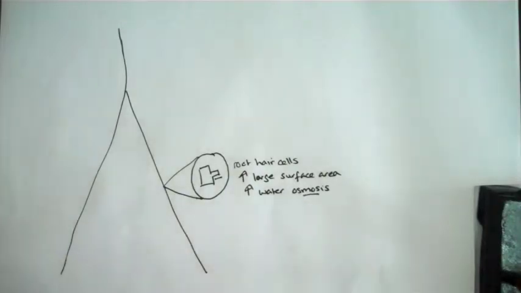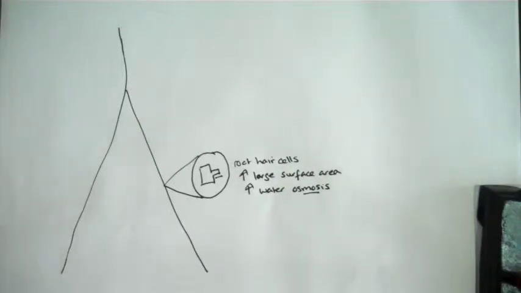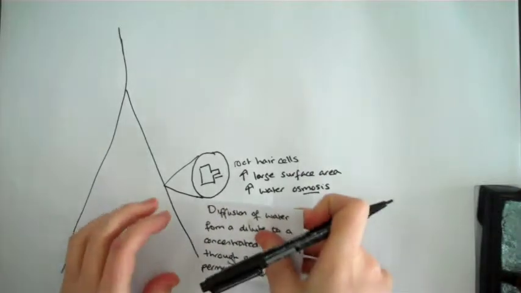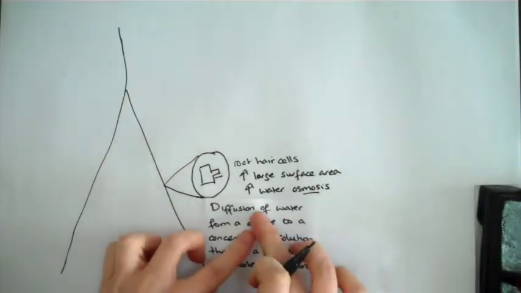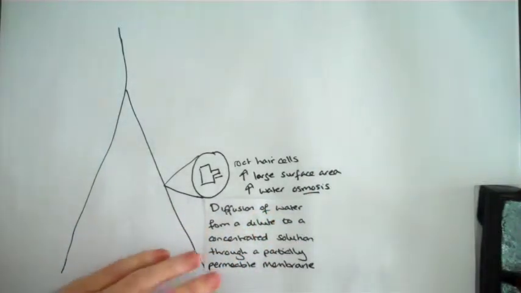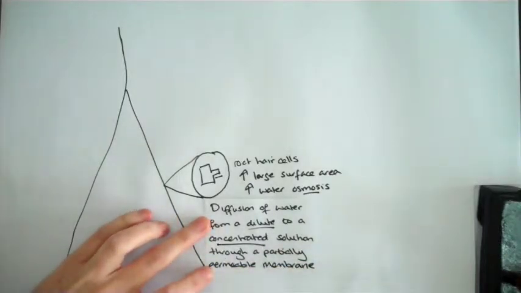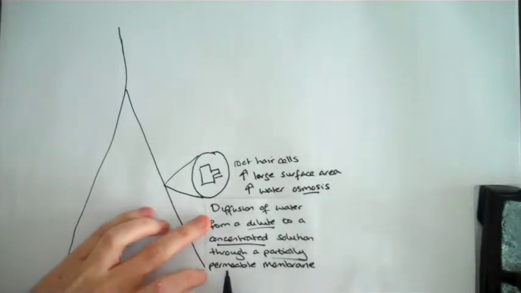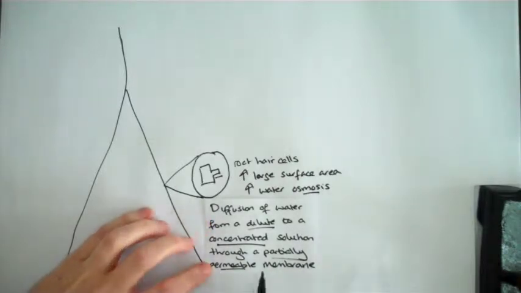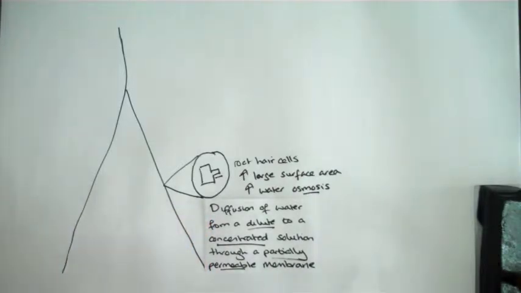Now, we've mentioned this word osmosis a couple of times now, so let's just remind ourselves what osmosis actually is. Hopefully you do already remember the definition, but if you don't, let's just take a look at that now. So osmosis is the diffusion of water from a dilute to a concentrated solution through a partially permeable membrane. It is really important in an exam that you do say it's through a partially permeable membrane.